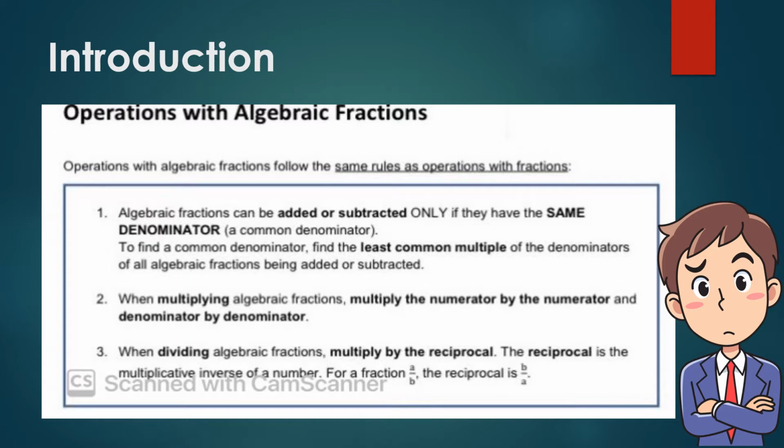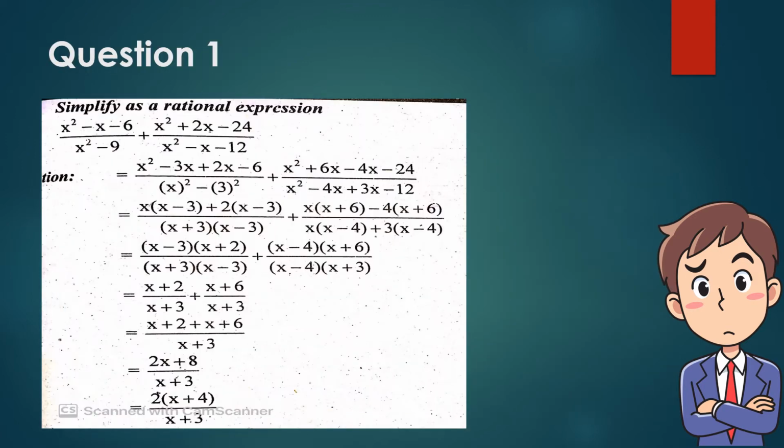So to find a common denominator, we have to find the LCM of the denominators. Similarly, when we multiply algebraic expressions, we multiply the numerator by the numerator and the denominator by the denominator. And when we have to divide algebraic fractions, we multiply with the reciprocal of the fraction. After practicing all three rules, we will get the basic understanding.